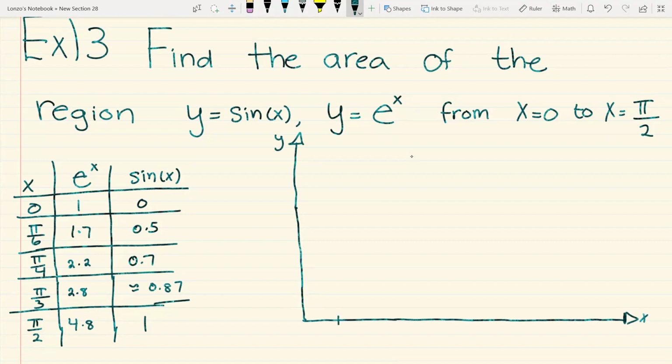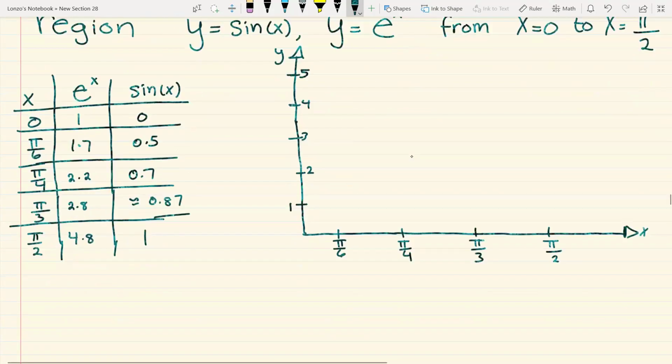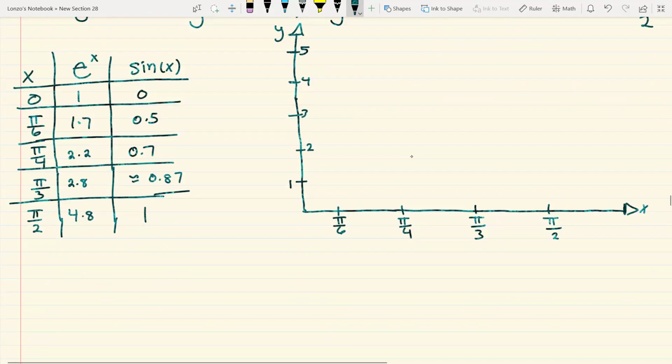Zero, and then 5/6, 5/4, 5/3, and then 5/2. And then on the y-axis, let's do 1, 2, 3, 4. Okay, so now we have our graph. If you want to write it as a coordinate, that's fine.